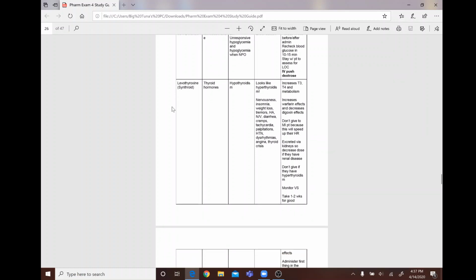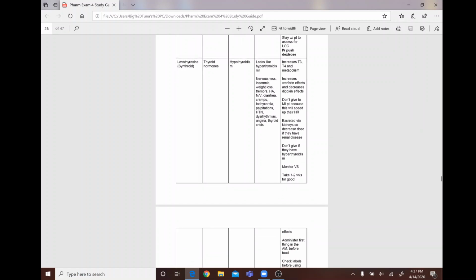What is that drug class? Thyroid hormone. What is levothyroxine used for? Hypothyroidism. What are the major side and adverse effects of levothyroxine? They look like hyperthyroidism, so like nervousness, insomnia, weight loss, tremors, headache, nausea, vomiting, diarrhea, cramps, tachycardia, palpitations, hypertension, dysrhythmia, angina, thyroid crisis. All right.